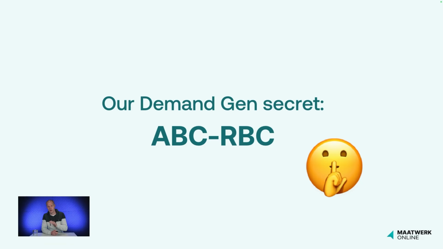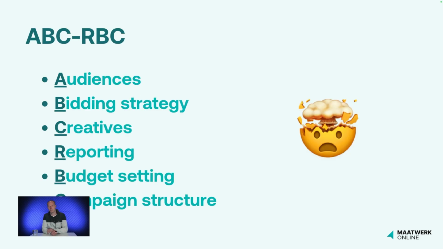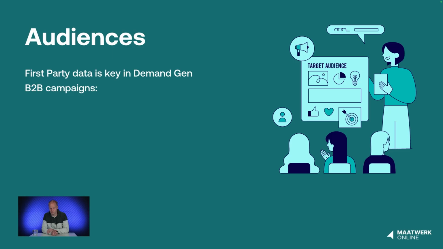We actually have our own little demand gen secret. We call it the ABC RBC, a really easy one to remember. A stands for audiences, B is for the bidding strategy, C for creatives, R for reporting, the B for budget setting, and the C for campaign structure. We will handle each letter in this webinar.